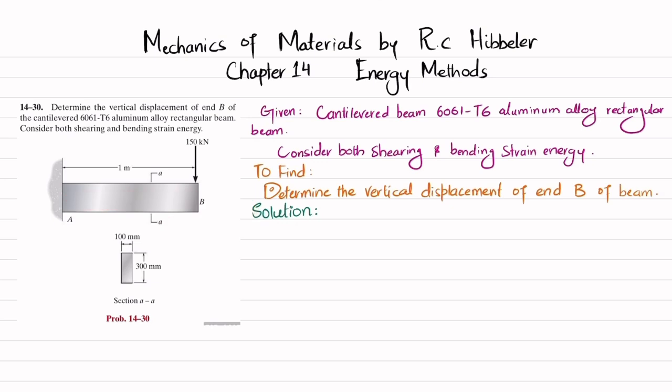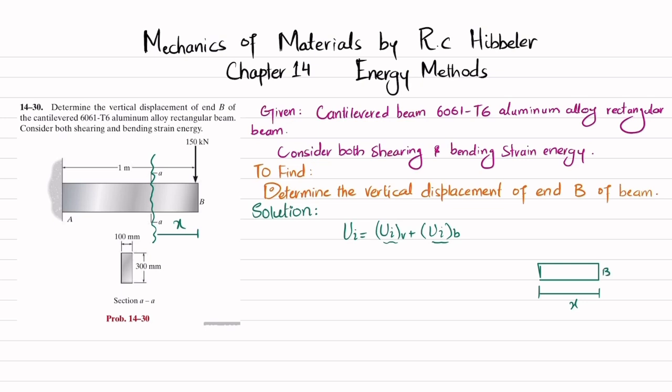So let's start with the solution. We know that the total strain energy, including shearing energy, will be Ui due to shear plus the strain energy due to bending. So we'll find the strain energy due to shearing as well as the strain energy due to bending. For that, I have to cut this beam at a distance of X from this end B, clear, and we will draw the free body diagram. So let me draw the free body diagram. This is the beam. This is the distance X.